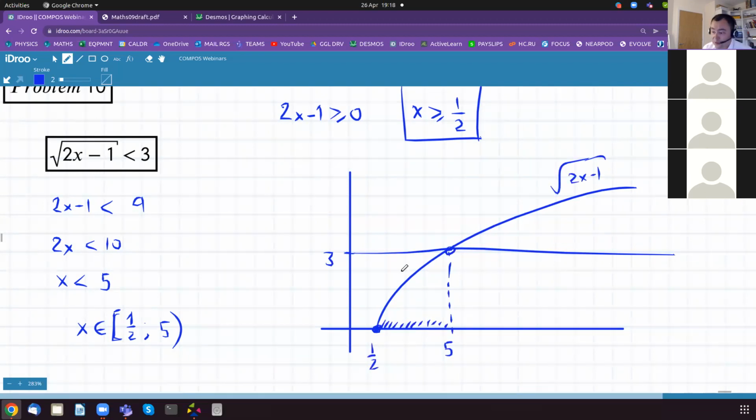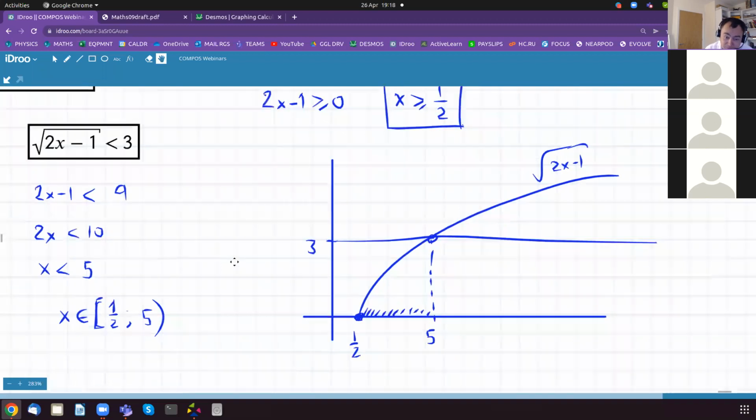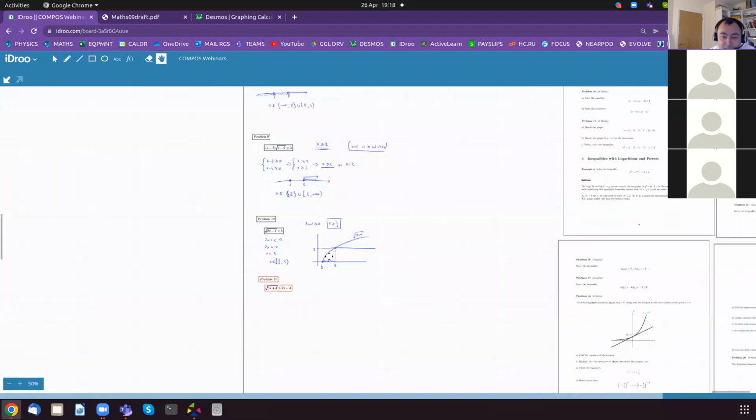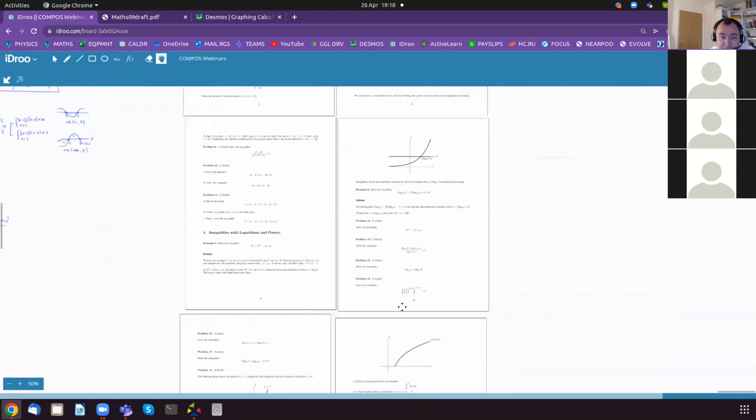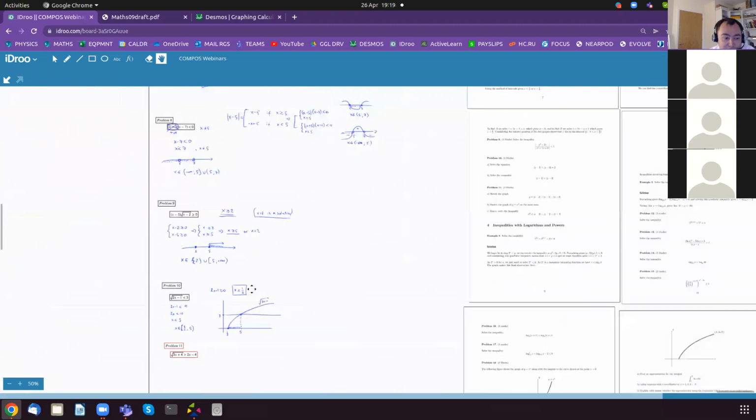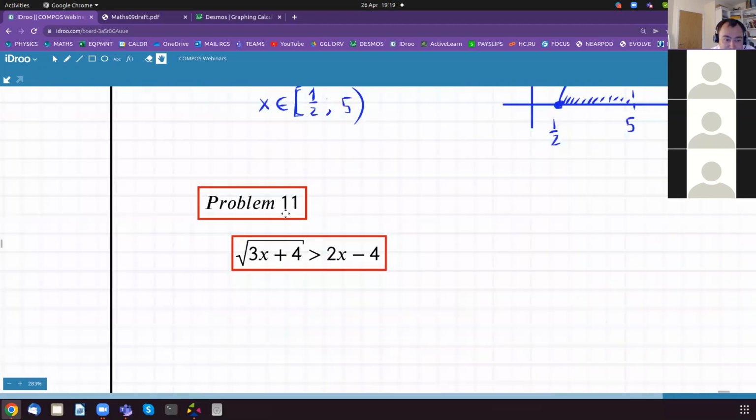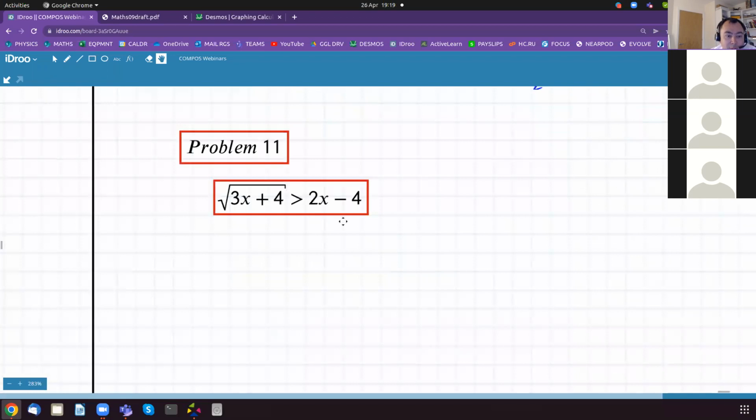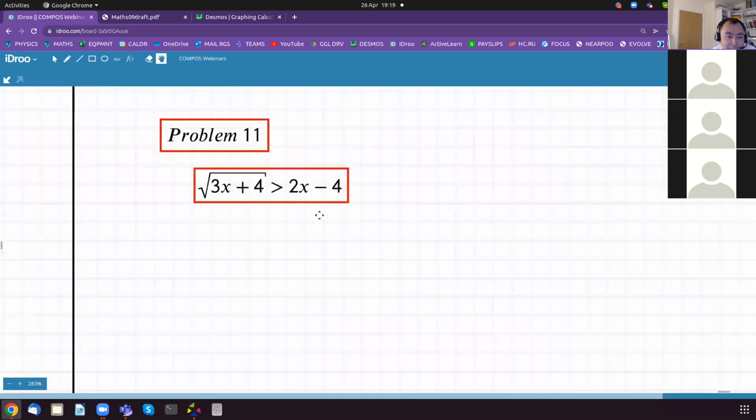The graphical solutions are, of course, very good. And there are some brilliant examples here in this assignment. So I'll show some of them to you. Now, problem 11. Problem 11.